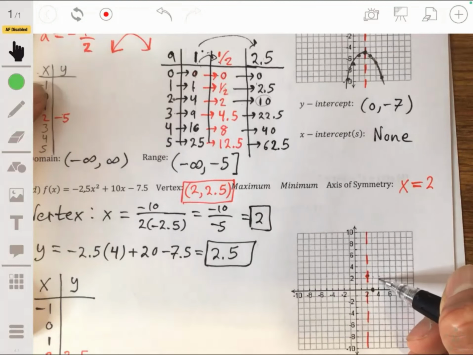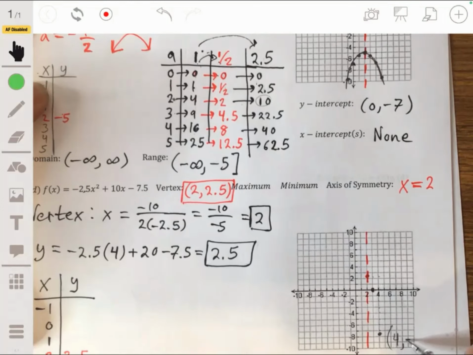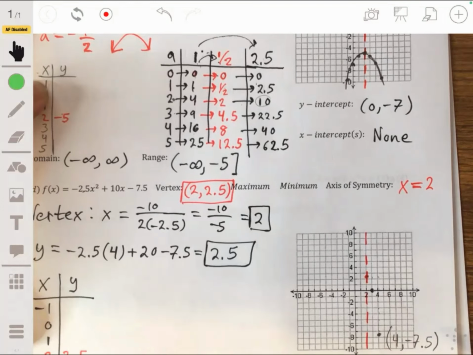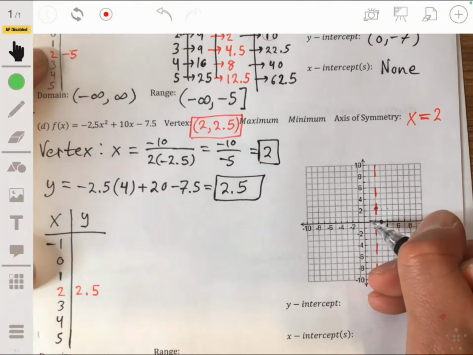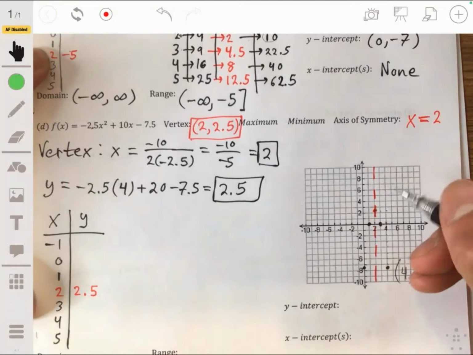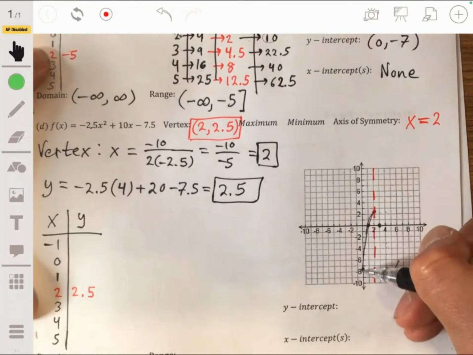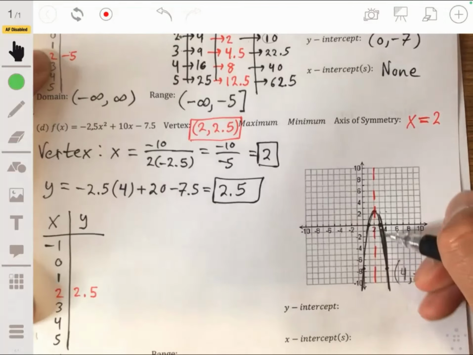So we go, this is 2.5, 3.5, 4.5, 5.5, 6.5, 7.5, 8.5, 9.5. So then down here at 4, negative 7.5. And then we just reflect these on the other side. And it should look stretched out because remember, this is a vertical stretch. Whoops, this is not a very good parabola there.